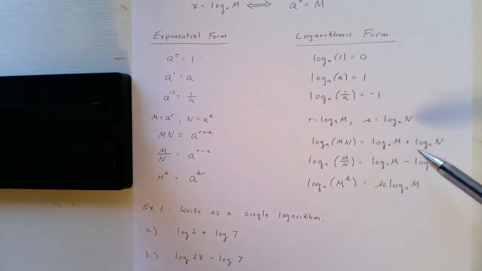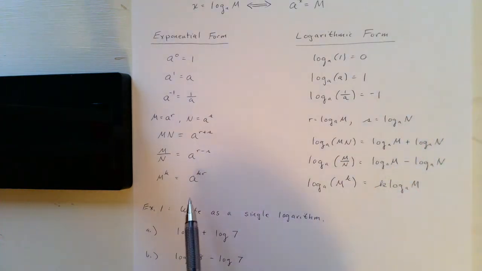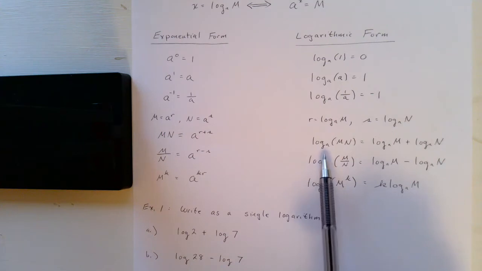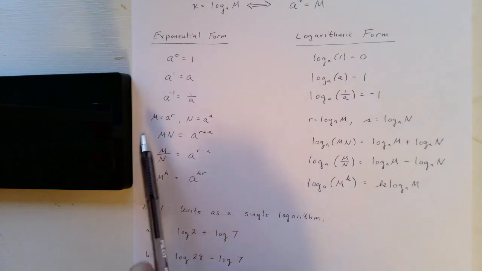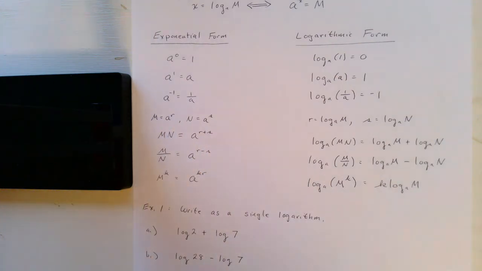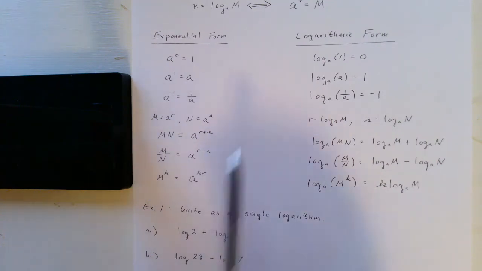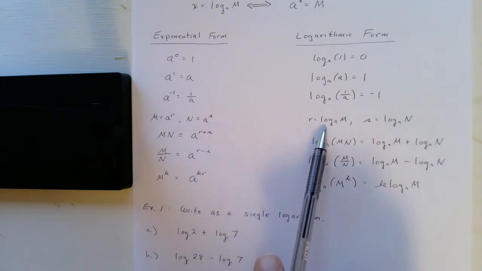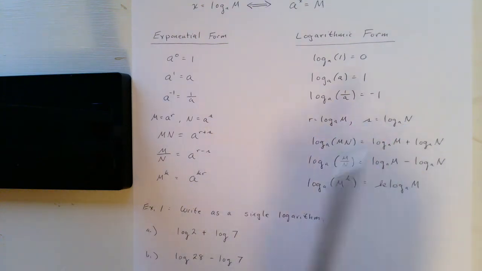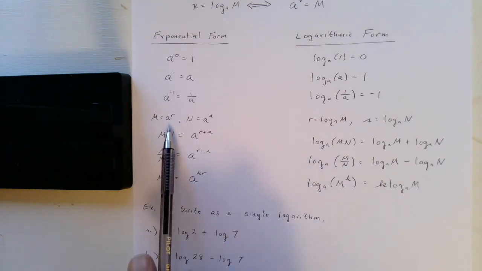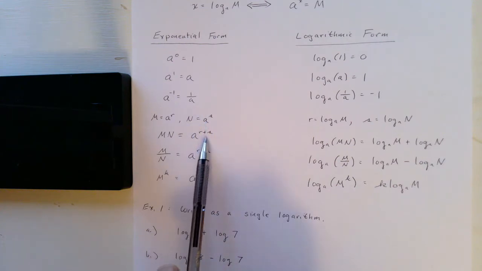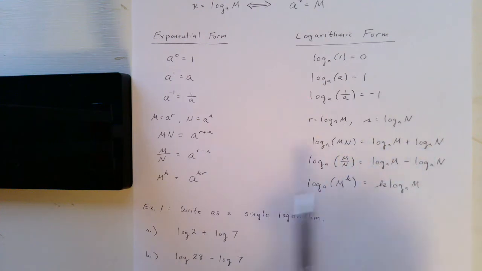Now, for the next three properties, the reason why the log of mn is the log of m plus the log of n is this: if m can be written as a to the r and n is written as a to the s, then the logarithmic form is that r is the log of m and s is the log of n, by definition. And then mn is a to the r times a to the s, which is a to the r plus s. We just add the exponents. But the exponents are the logs, so that's why we're adding the logs.